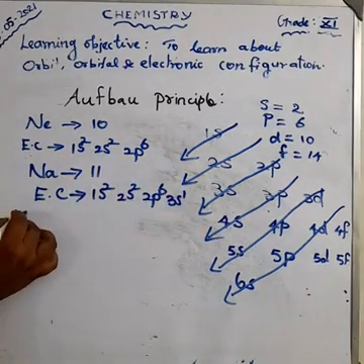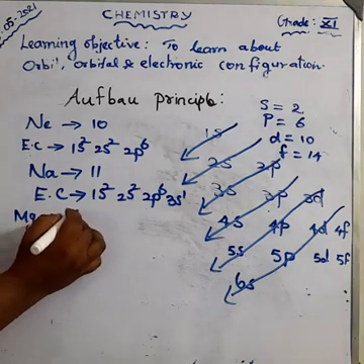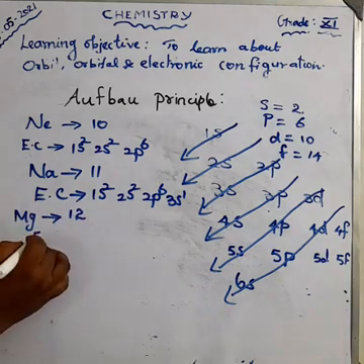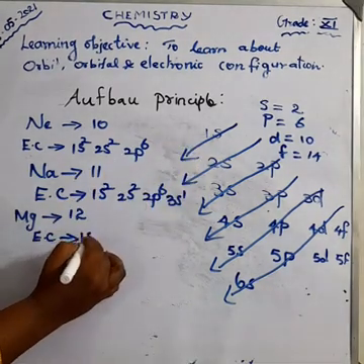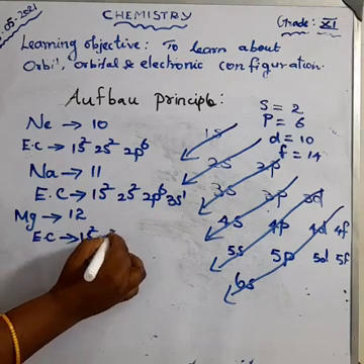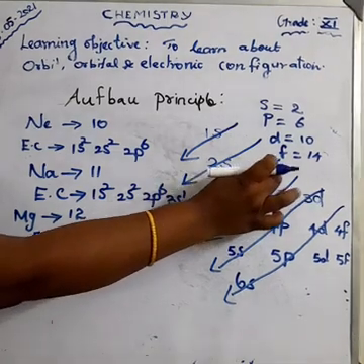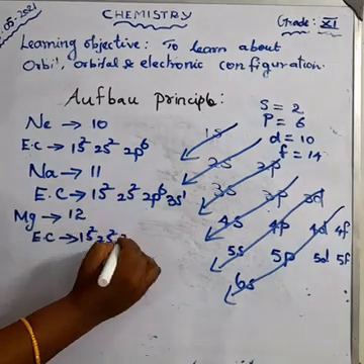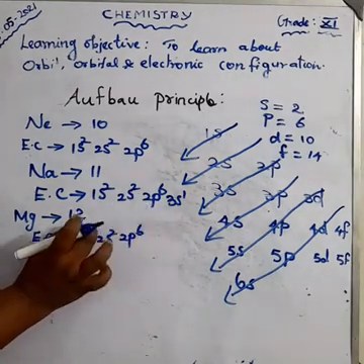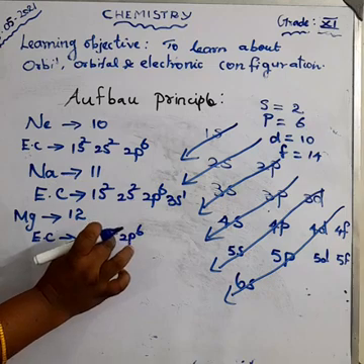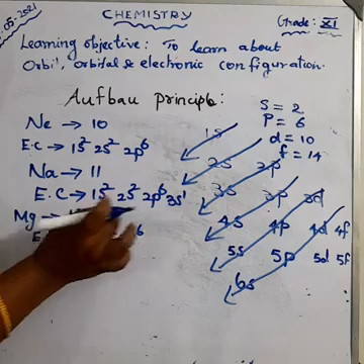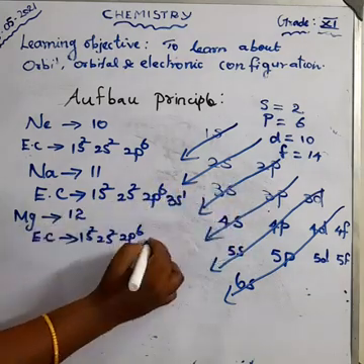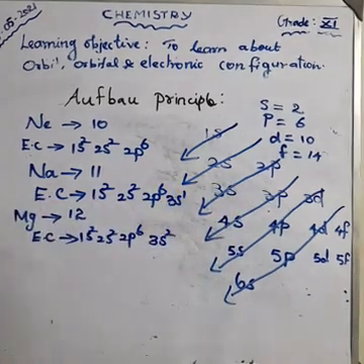And then magnesium, atomic number of magnesium 12. So we will write the electronic configuration for magnesium. First 1s2 and 2s2, and then the p orbital, totally 6 electrons we can occupy. So 6 plus 2 is 8, plus 2 is 10, and the balance 2 electrons are remaining here. So 2 electrons we can occupy 3s2. In the 3s orbital we can occupy 2 electrons.